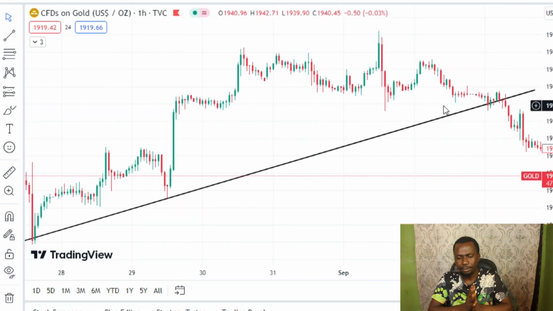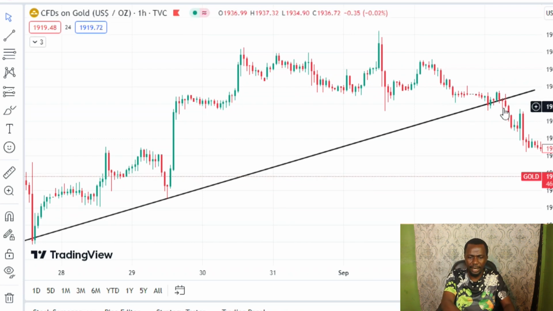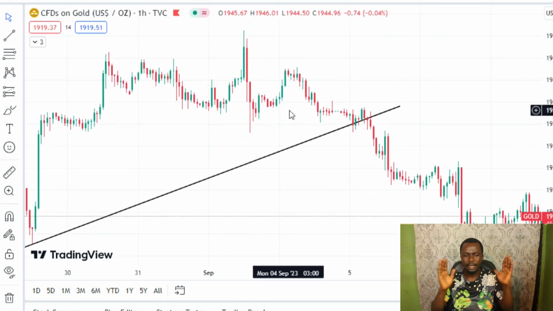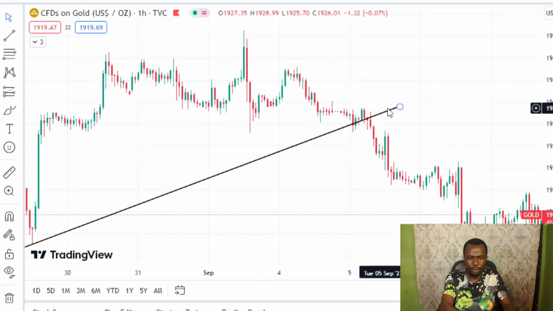Then remember that once the price breaks below the trend line, it changes the direction of the trend, right? They will call it a break of trend line. Once the price breaks the trend line, it changes the direction of the trend.